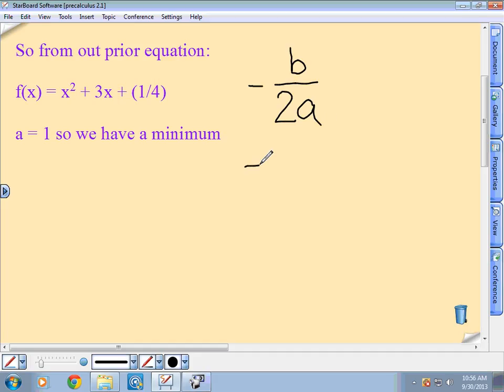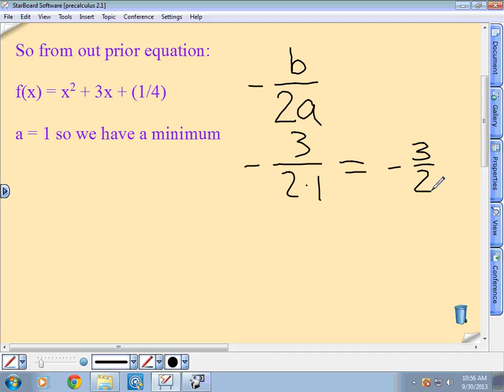So, Ben, how am I going to fill that in? A is equal to 1, so 2 times 1. Okay. B is 3. So what do we get? It's coming eventually. Okay. So now what am I going to get, Ben? What am I going to get here? Negative 3 halves. Negative 3 halves. And that's going to be our minimum.